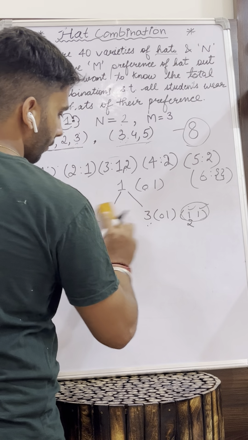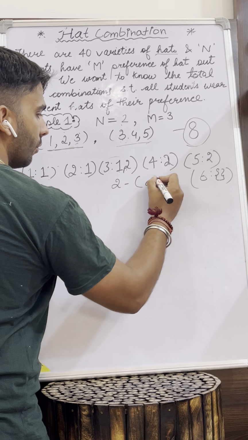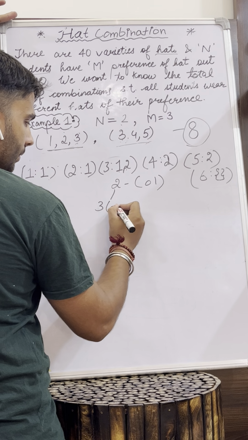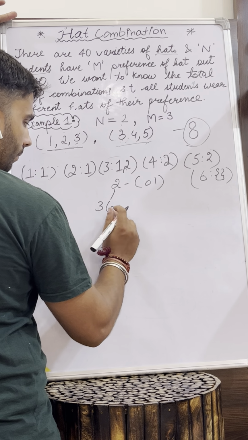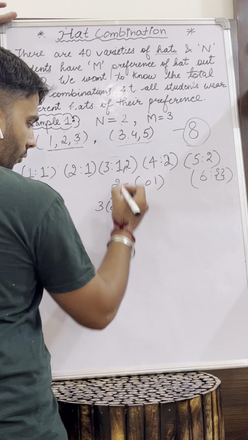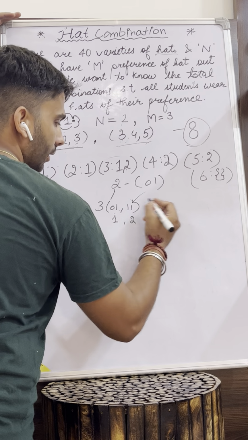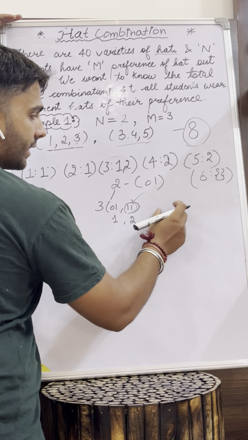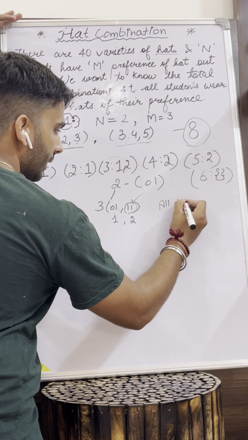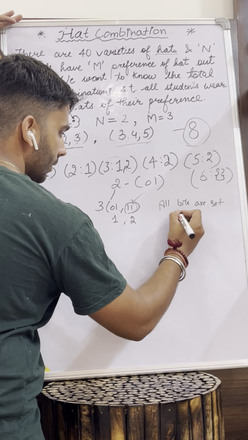Similarly, if you start with 2, at first it becomes 0 1. Now when we go to 3, I can become 0 1 or 1 1. This with the help of 1 and this with the help of 2. So I can say okay, this is done. We have all the possible bits as 1. All the bits are set. So it's an answer.